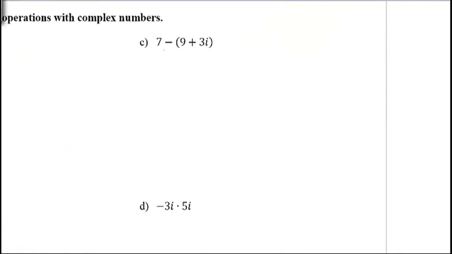In example C, 7 minus the quantity 9 plus 3i, so again, distribute the negative sign, giving us 7 minus 9 minus 3i. 7 minus 9 is -2, so we get -2 minus 3i.